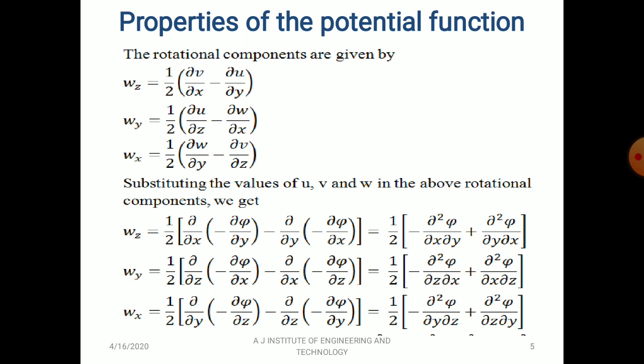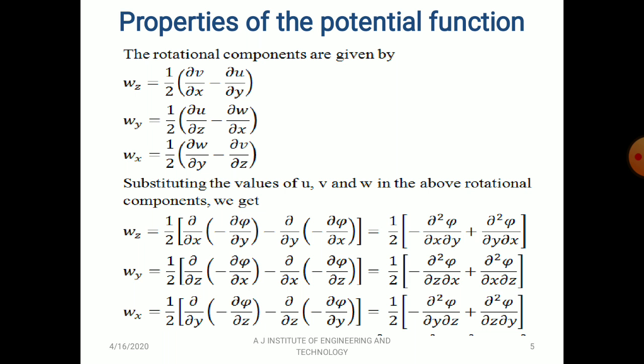So rotational components are given by wz, that is in the xy plane, equal to 1 by 2 into dou v by dou x minus dou u by dou y, and wy, in the xz plane, equal to 1 by 2 into dou u divided by dou z minus dou w divided by dou x, and wx, in the yz plane, equal to 1 by 2 into dou w divided by dou y minus dou v by dou z.